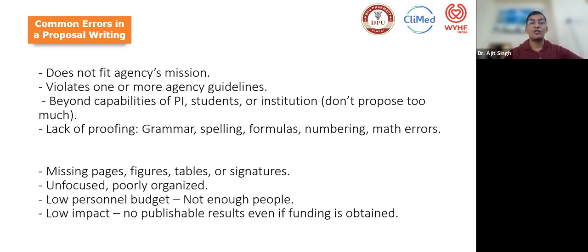Lack of proofing: grammar, spelling, formulas, numbering, mathematical errors. These are very common errors. Then some minor errors like missing pages, page numbers, figure numbers, citation of the figures, citation of the tables. Sometimes you miss your signatures. These are the common and very important things to remember.